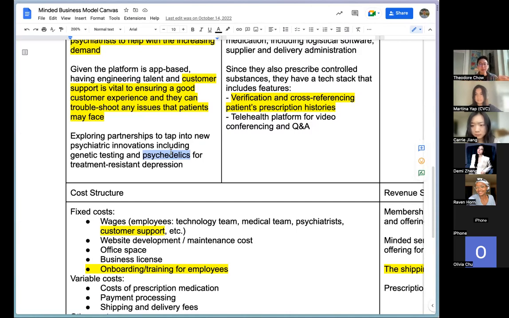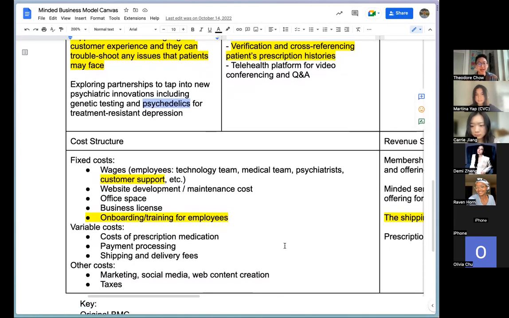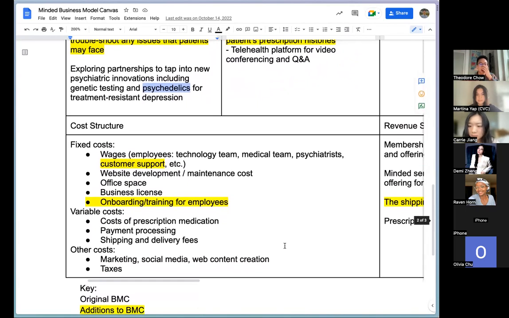Okay, so this is another way that you can split up cost structure. You have fixed costs, variable costs, and other costs, and this is just a clearer way of saying, oh, here are things that might change according to the number of customers that I have, which are variable costs. Fixed costs are things you have to pay regardless of how many customers you have. And then other costs are miscellaneous, like marketing, taxes, social media, things like that.